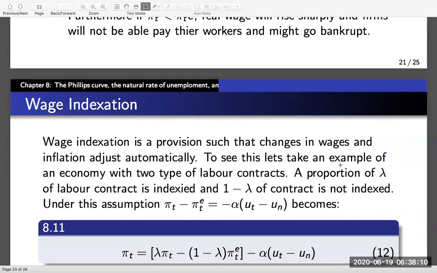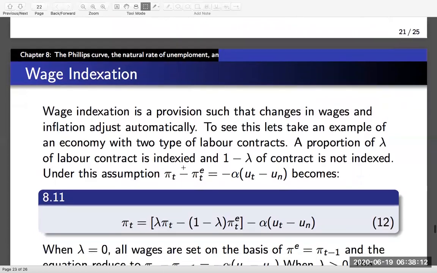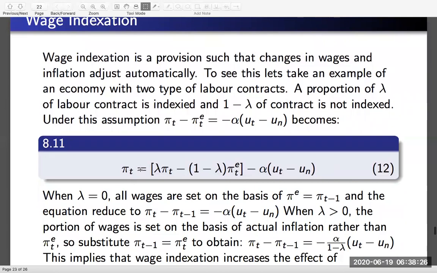To see this, let's take an example of an economy with two types of labor contracts. One is indexed, with a proportion lambda, and the other, which is not indexed, is 1 minus lambda. When you introduce that, you can rewrite your equation like this. When lambda is equal to 0, all wages are set on the basis that expected inflation is equal to previous inflation, and the equation just reduces to what we had as equation 9.